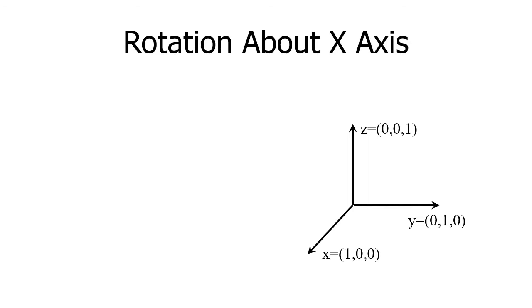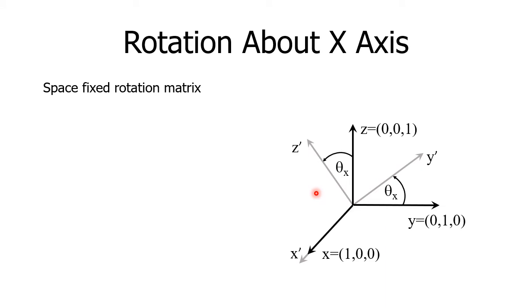There are 3 rotation matrices. The first one is the rotation about the x-axis. Here is the base frame, X, Y, Z. X is a unit vector, 1, 0, 0. Y unit vector 0, 1, 0, Z unit vector 0, 0, 1. This is a rotated frame about the x-axis by angle theta x. The space-fixed rotation matrix is given below.